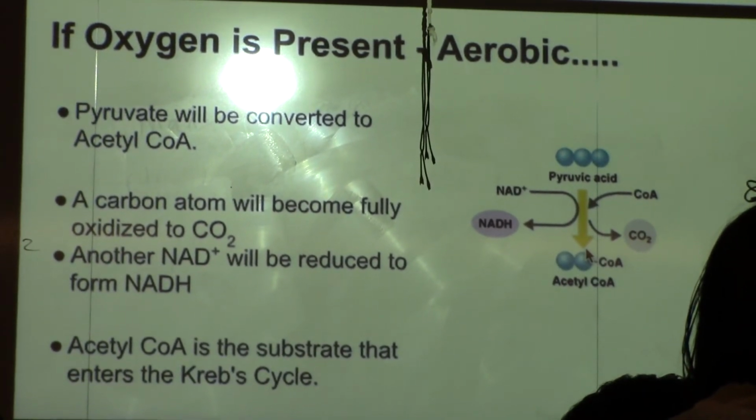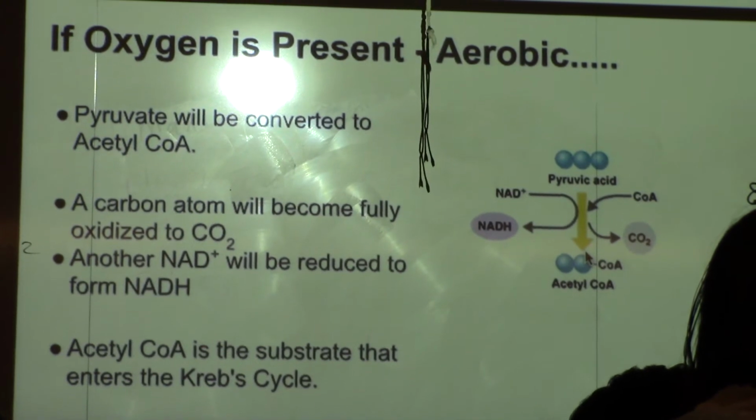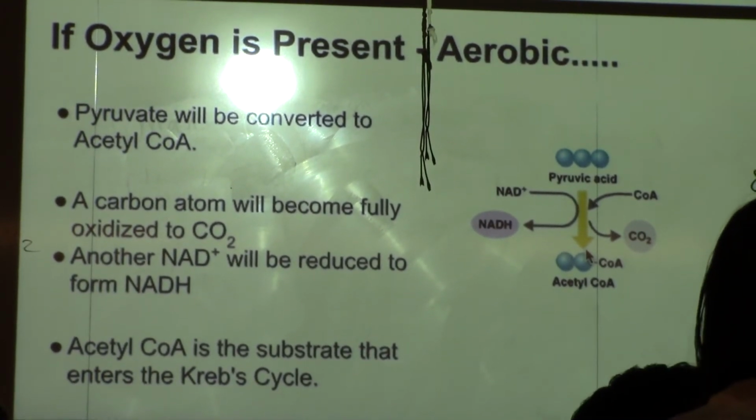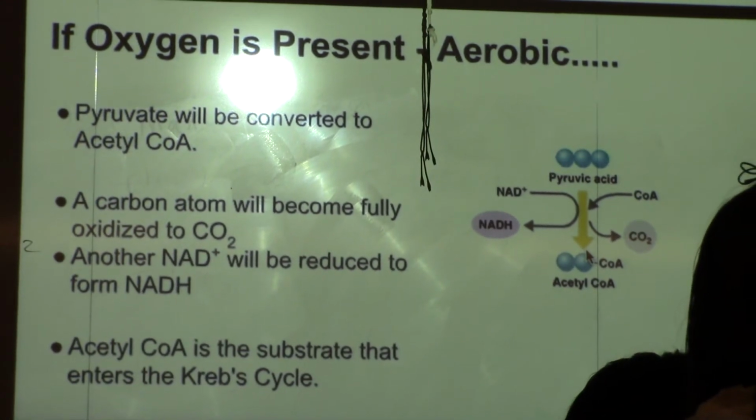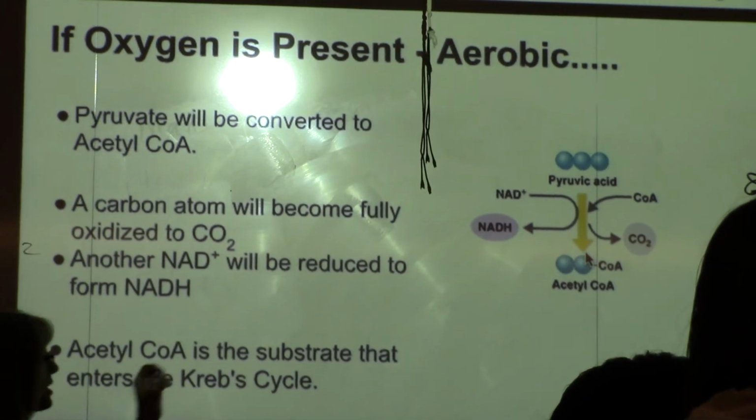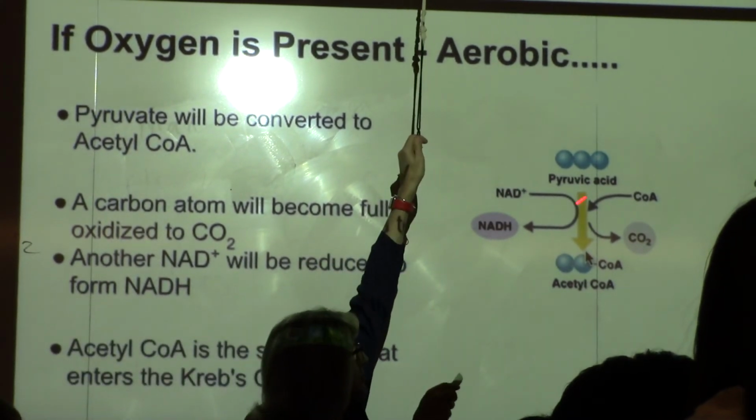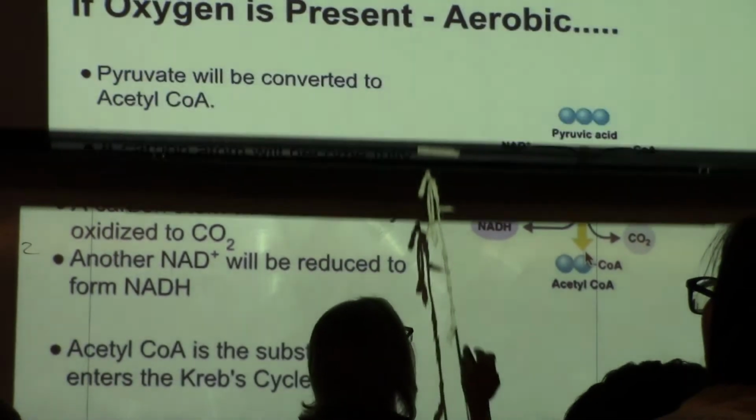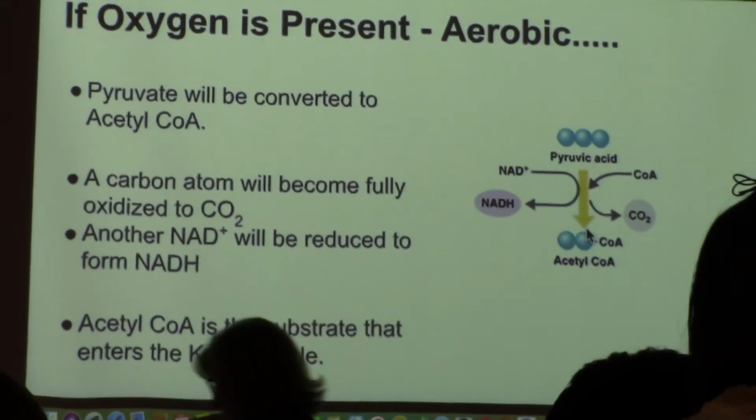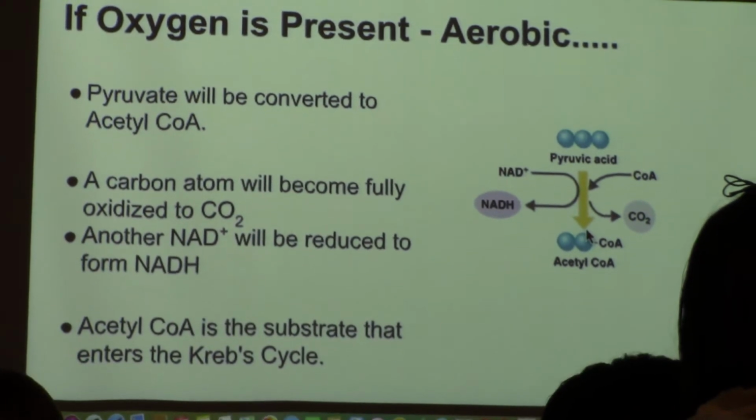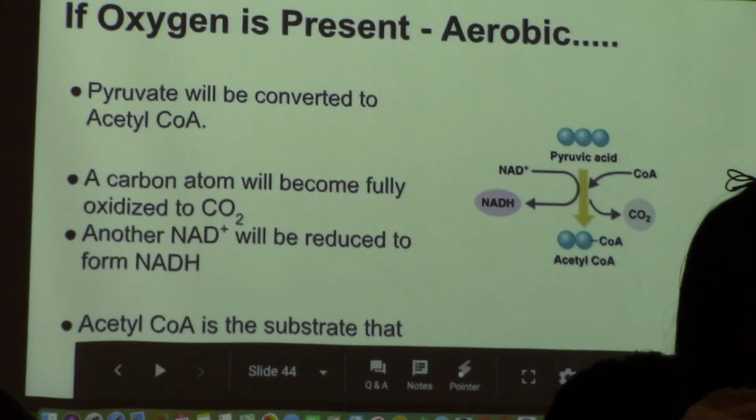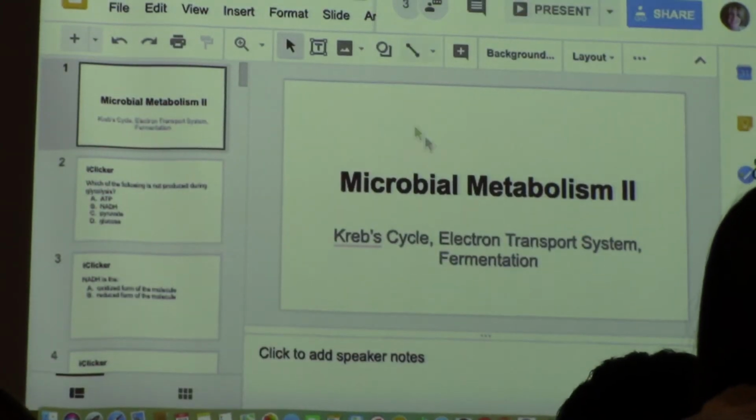So in our chemical reaction for glucose, 2 of these CO2s have now been formed as we break down the molecule. Acetyl-CoA is what enters the Krebs cycle, not pyruvic acid. Pyruvic acid is the end of glycolysis. Now we're going to switch slide sets to microbial metabolism 2.